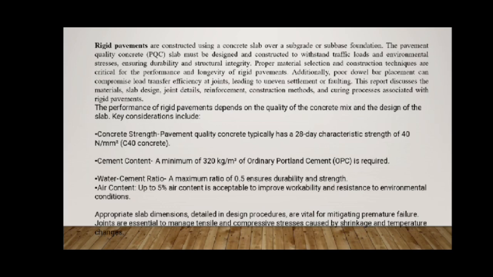And next is air content, no. Up to 5% content is acceptable to improve workability and resistance to environmental conditions. So up to 5% lang yung content na acceptable para ma-improve yung workability ng isang concrete. Hindi siya pwedeng sumobra sa 5% kasi pag maraming air content sa isang concrete, bumababa yung compressive strength and durability nito. Possible na may high chance na magkakaroon ng cracks or structural failure.